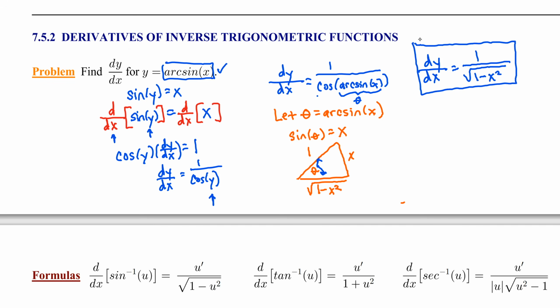Now, make a quick observation before we move on to the other formulas. We started with a function that is transcendental. That is, it's of the variety of an inverse trig function, an exponential function, a logarithmic function, and we ended up with a derivative that is an algebraic function. This happens with logarithms as well, right? The derivative of natural log of x, for example, is the algebraic function 1 over x.